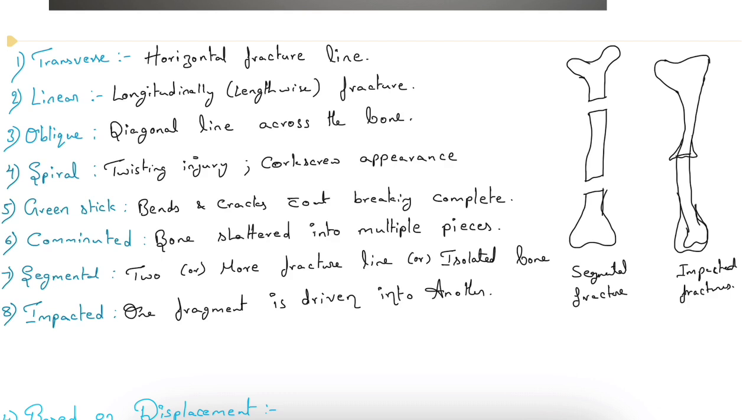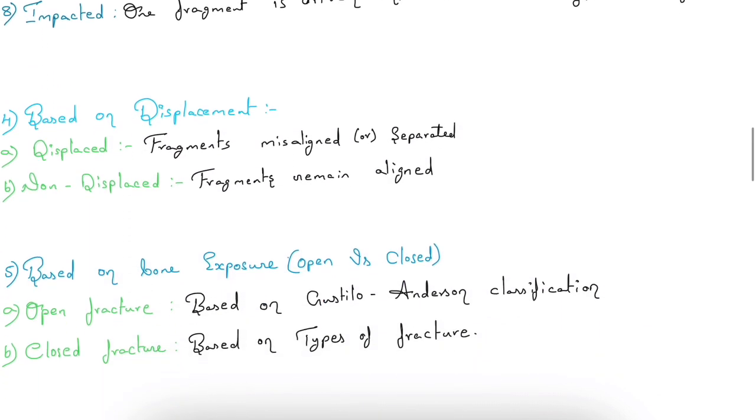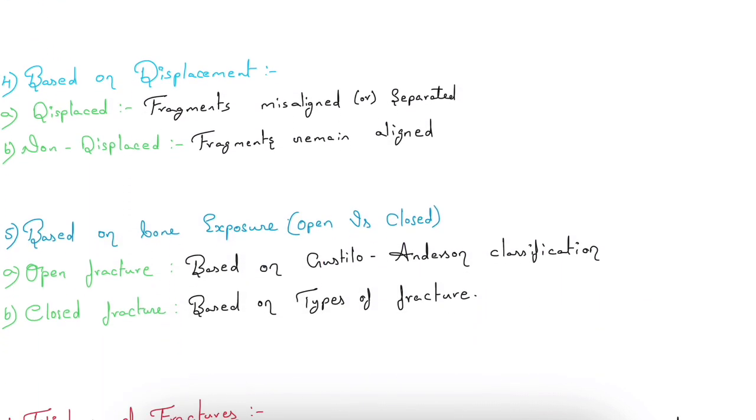Okay, so these are the types of fractures, and some other types are also there. Maybe in the X-ray I am going to tell those things. Okay, next, classification based on displacement. Displacement means the fragments are misaligned or separated, it will be displaced. Non-displaced means the fragments remain aligned.